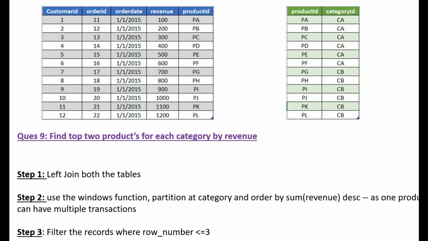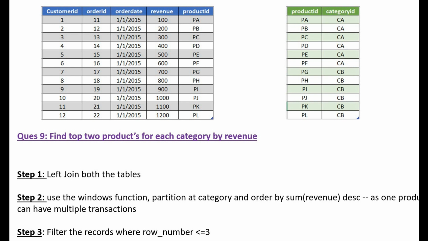So my thought process would be, first of all, to join both the tables based on the product ID. Then I will create a window function, partition by category, and then order by sum of revenue in descending order. I'm using the sum of revenue because one product can have multiple transactions, so I just want to sum up all those transactions. Then finally, I will filter the records where my row number is less than or equal to 3. In that way, I will get the top 3 products for each category.